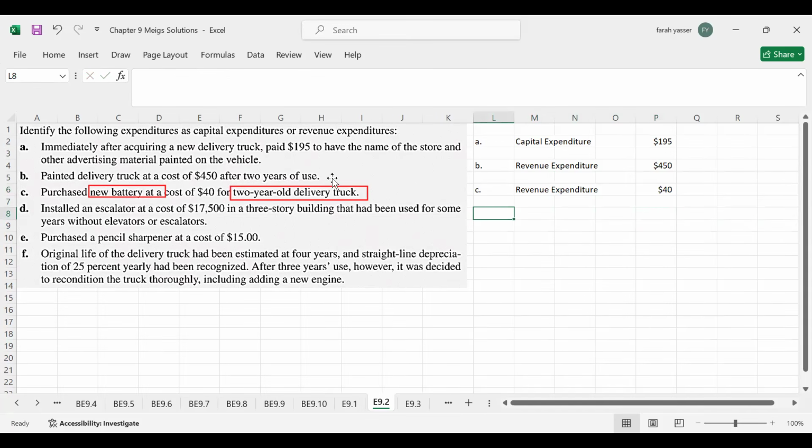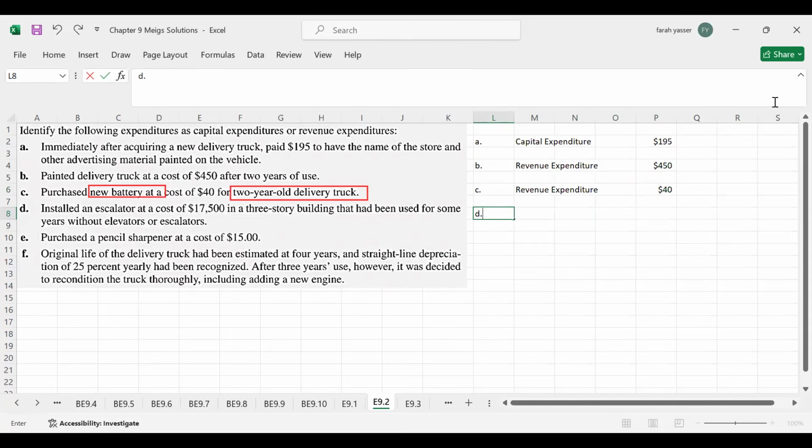If in part C this was a new truck, then this battery would be a capital expenditure. But in this case, as the delivery truck is 2 years old or 3 years or 5 years old, the installation of a battery is basically a revenue expenditure.